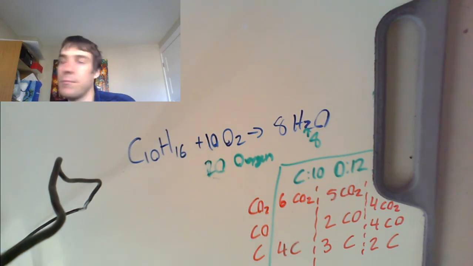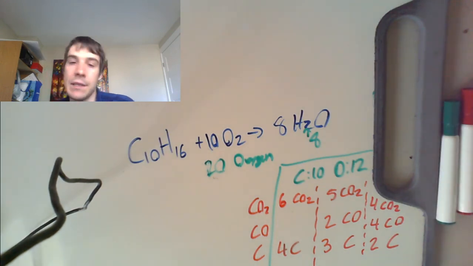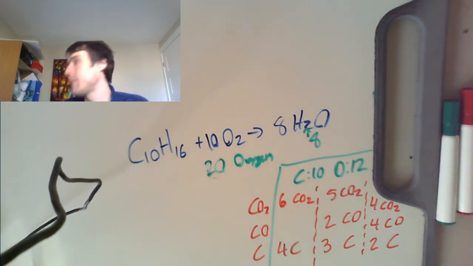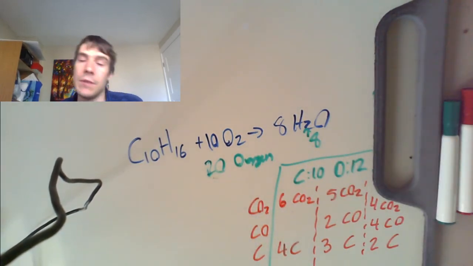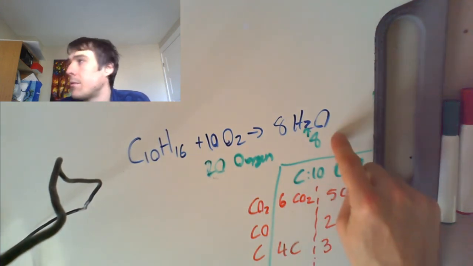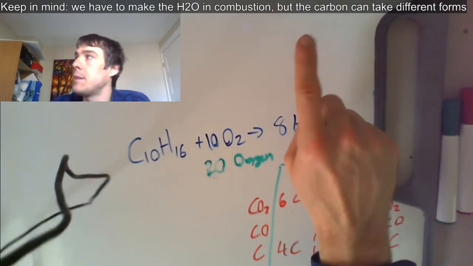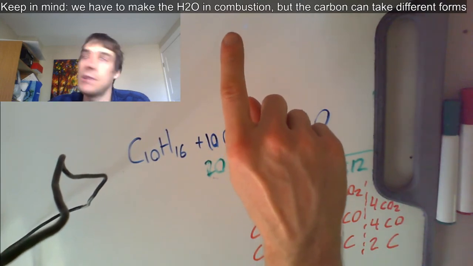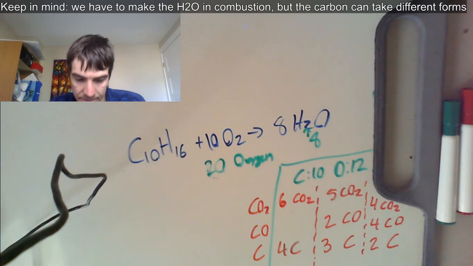So as long as you can manage the amount of carbon and the amount of oxygen that you're making, you will have an appropriately balanced incomplete combustion reaction. It's really just figuring out how many oxygens you have left over in order to figure out which of these you're going to make. But you always have to make the water. Keep in mind, we always have to make the H2O, but the carbon can take different forms. It can take CO2, CO, or C.